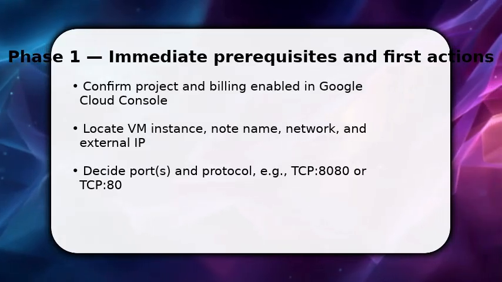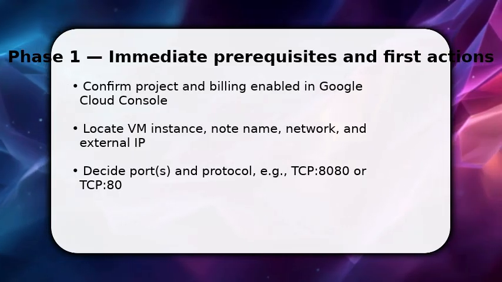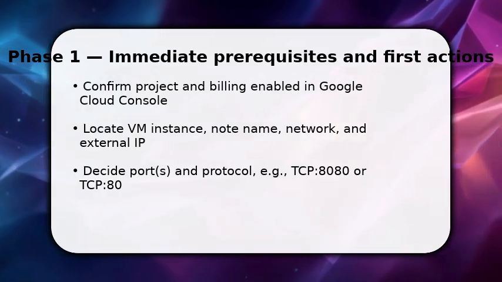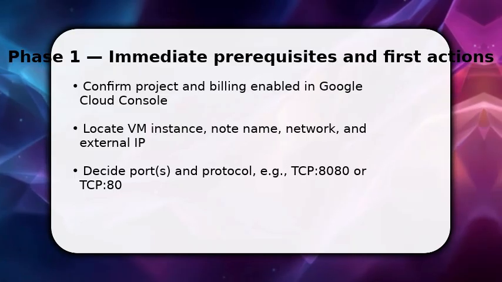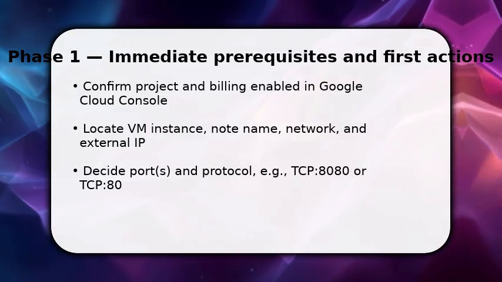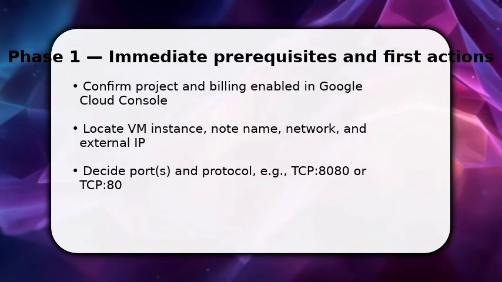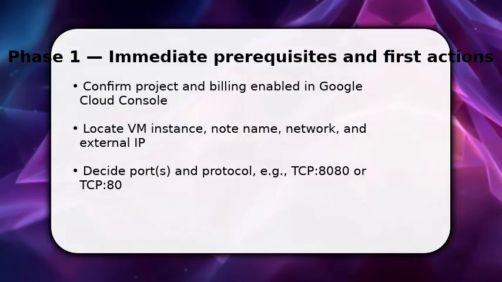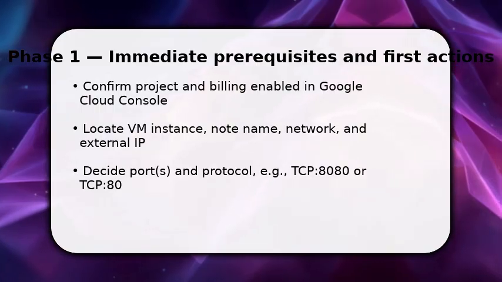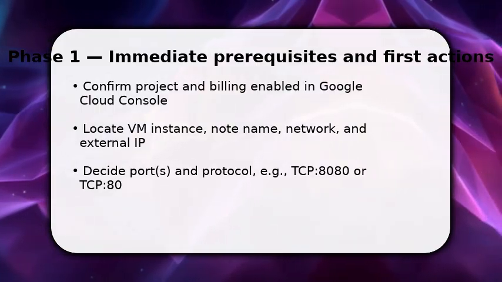You begin by confirming your Google Cloud project and billing are active, then open Compute Engine. Once done, find the VM instance and copy its name, VPC network, and external IP so you know where to target rules. Next, decide which protocol and port number to open. TCP 8080 or TCP 80 are common.